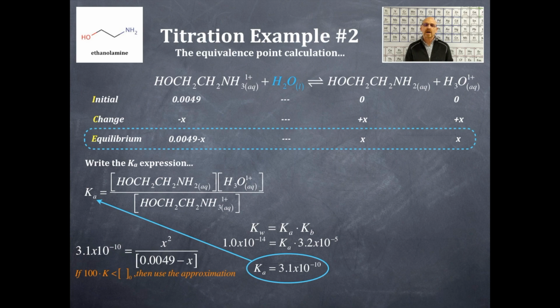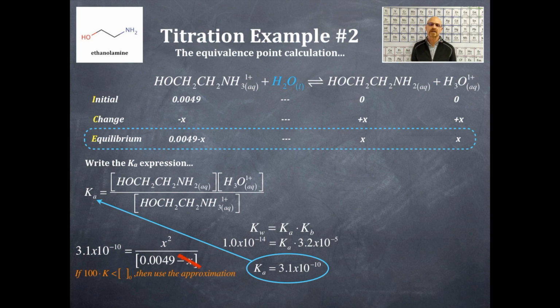So, 3.1 times 10 to the negative 10, that is the Ka in this case. 100 times that. Is that less than 0.0049? Yes, it is. And since it is, we are going to get rid of this minus x in the denominator, and therefore we do not have to be using the quadratic equation.